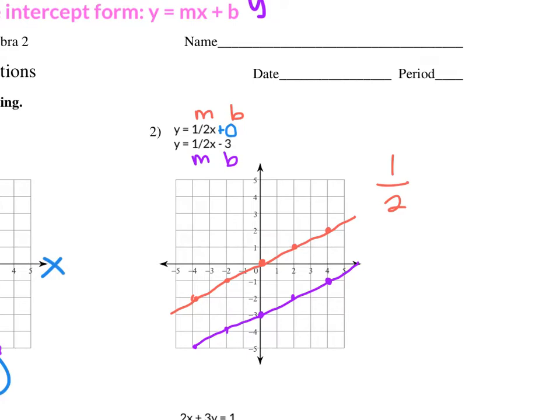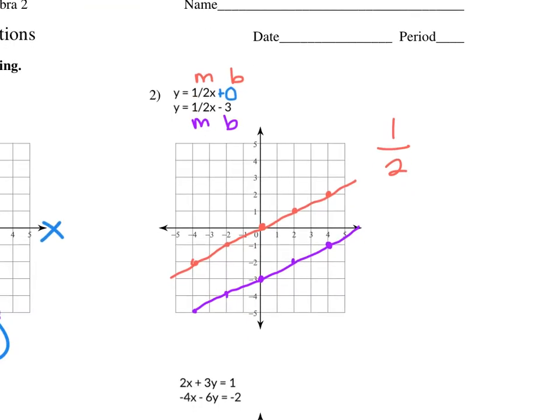Now, what do y'all notice about these two lines? I'm supposed to find the intersection in order to find the solution, but there's no intersection on this graph. So before I decide what my answer is going to be, I needed to figure out if these two lines are ever going to intersect. So these two lines are parallel. They're never going to intersect.